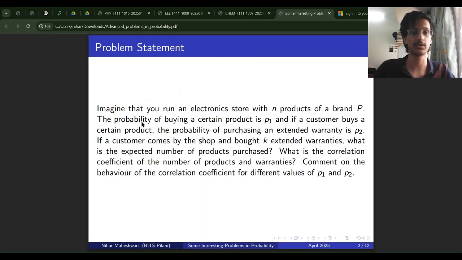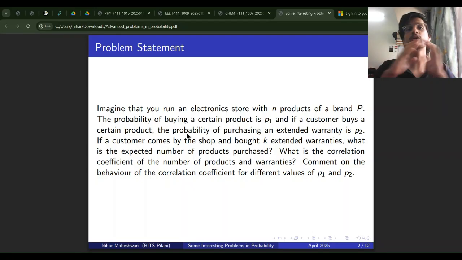We were given that X is distributed binomially, right? Because the probability of buying a certain product is P sub 1 and there are n products of that type. And this probability is not changing. So X is distributed binomially. On the other hand, you're not so certain about Y, because you're given that if a customer buys a certain product, the probability of purchasing an extended warranty is P sub 2. So in a way, you're given some conditional information here, right?